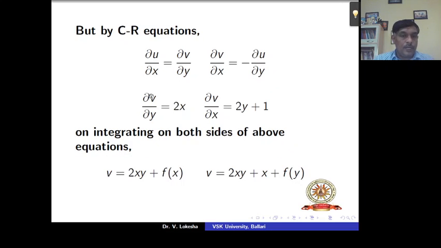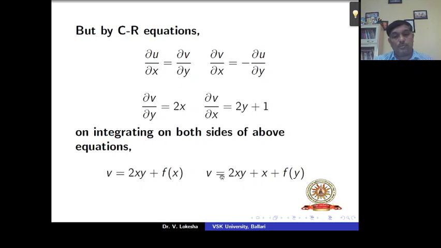Then that becomes 2x, and here 1 is there with respect to y, so that's 2xy plus a function of x, we will write. In exactly a similar way, here with respect to x you are integrating, here the x term is not there, therefore 2xy plus x plus f(y). After getting these two, we can compare these two and write what f(x) and f(y) are.